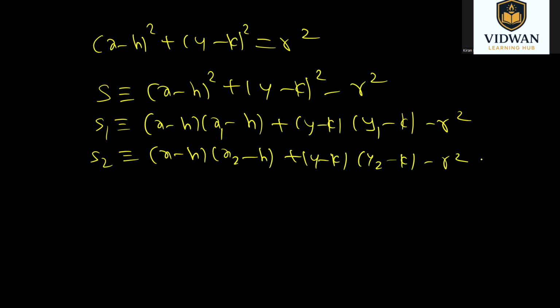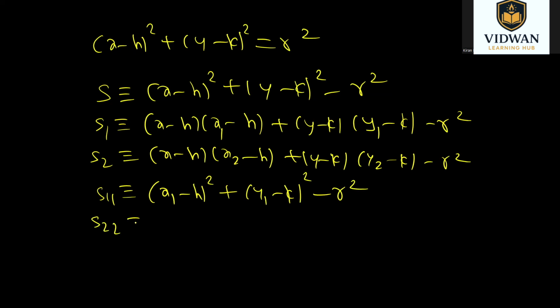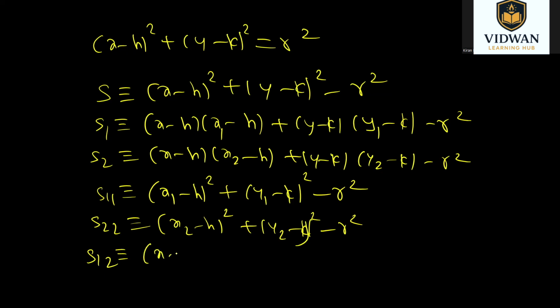This would be S2. And if it is S11, we just have to replace x with x1, y with y1 in the given equation in the S value. And similarly, if it is S22, it would be x2 minus h whole square plus y2 minus k whole square minus r square. And finally, if it is S12, write x minus h into x minus h and replace one x with x1, other x with x2. Similarly, the second term y minus k whole square, you write y minus k into y minus k.